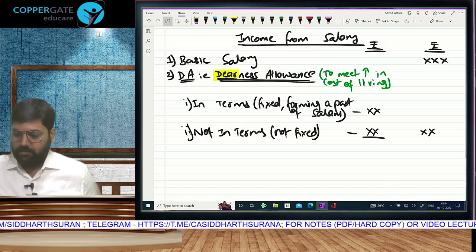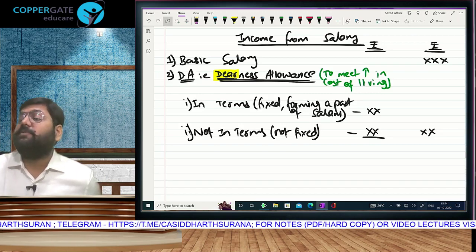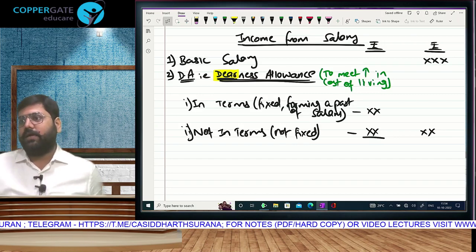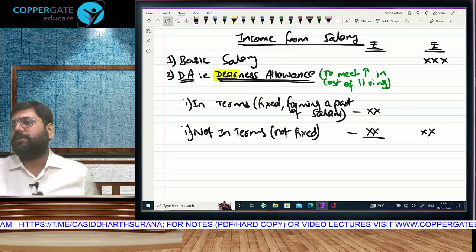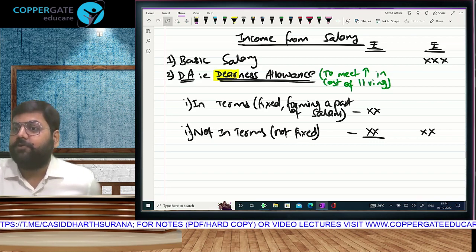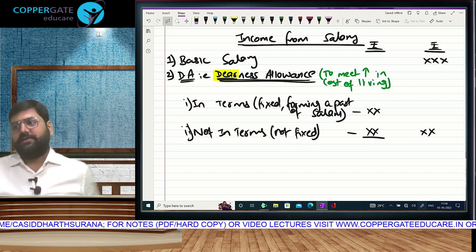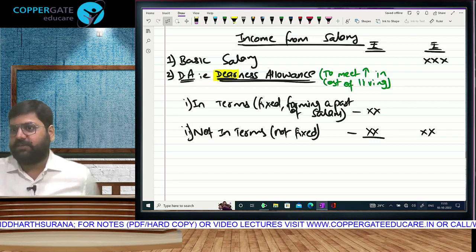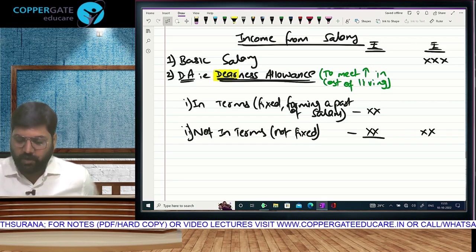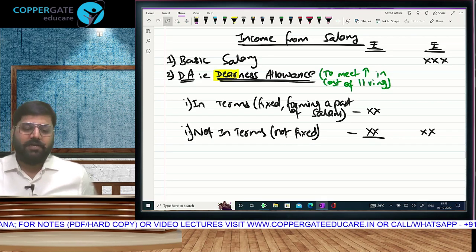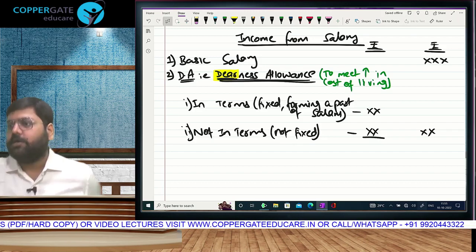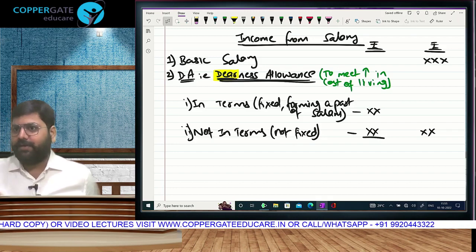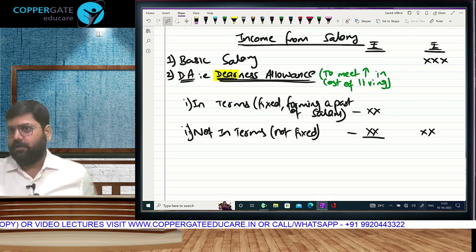Correct again? Tax treatment will be taken care of. Meaning clear again. Dearness allowance is an allowance, meaning it is monetary. Why is it being paid? To meet the increase in cost of living. It can be fixed or fluctuating. If it is fixed, it will be called DA in terms. If it is not fixed, it will be called DA not in terms. And ultimately, the total of the two will go in the outer column. That means DA in terms plus not in terms. Total will be taxable. Ultimately, DA in terms or not in terms, both are taxable.